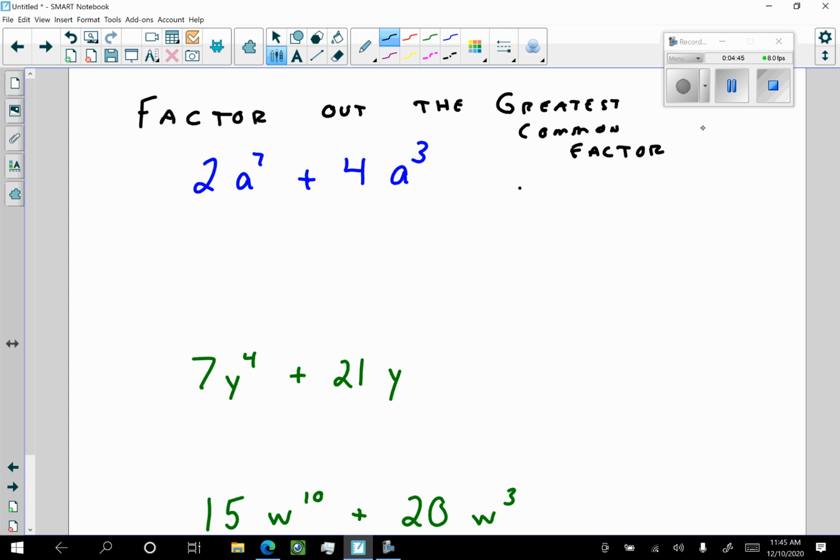So I'm going to look at both of these terms, two add-ins, this guy and this guy, and factor out the greatest common factor. Both of these terms have a factor of 2, because this is 2 times a to the 7th and 4 times a cubed. I can pull a 2 out.